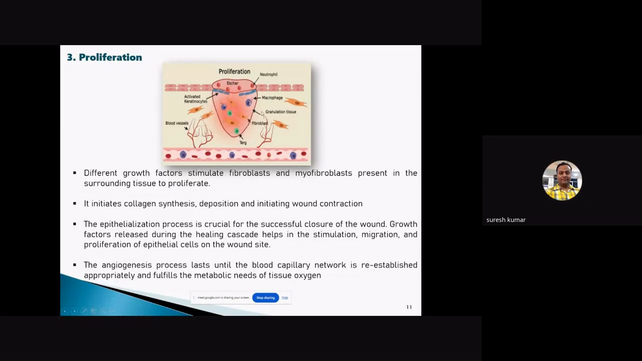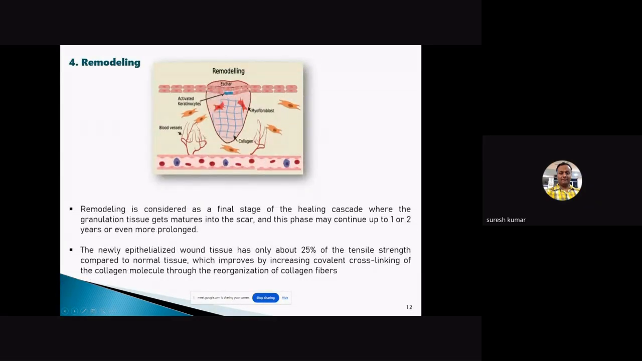In the proliferation phase, different growth factors stimulate the fibroblasts and myofibroblasts present in the surrounding tissues to proliferate, and this phase results in collagen synthesis, deposition, and also initiates wound contraction. The epithelialization process is crucial for the successful closure of the wound. It is followed by the angiogenesis process, lasting until the blood capillary network is re-established, able to supply the metabolic needs of the tissue.